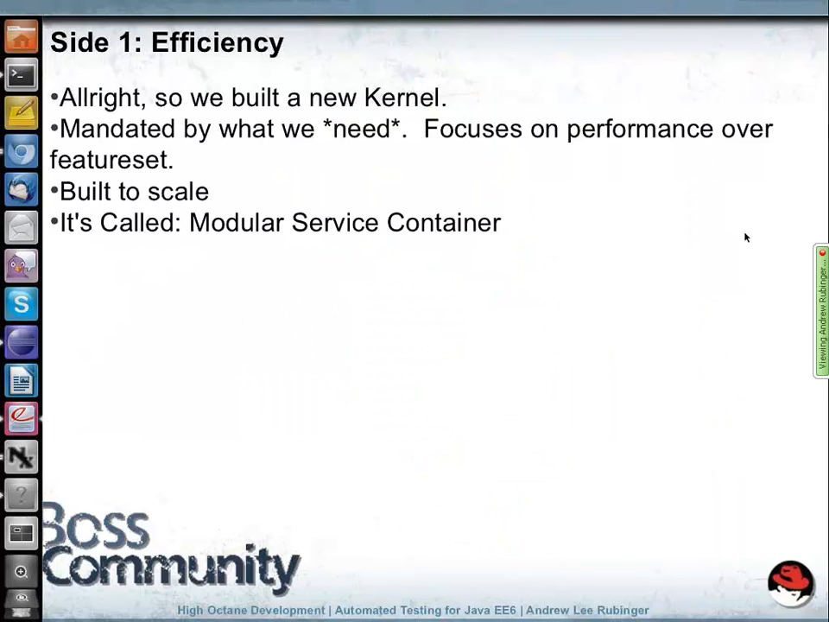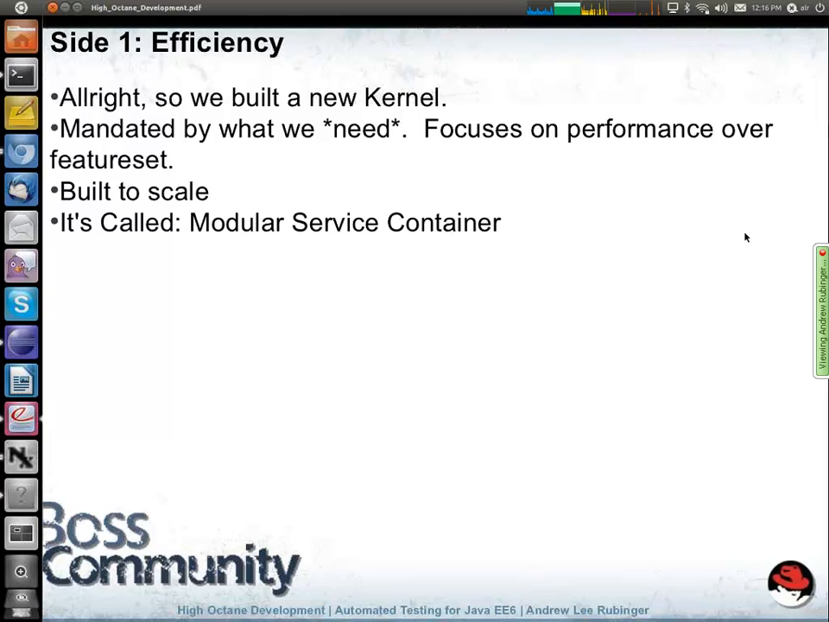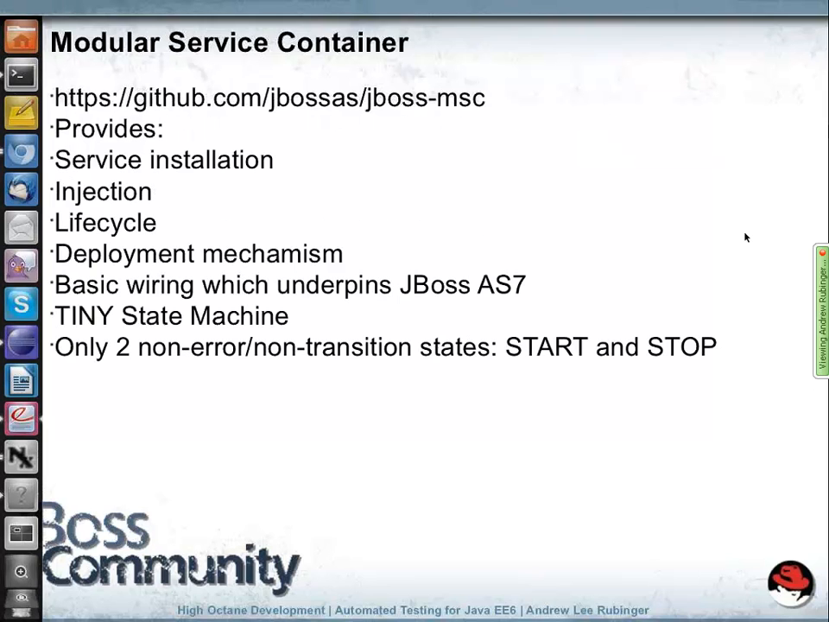The first one, very quickly, is efficiency. And we gain a lot of this from having built a new kernel called the Modular Service Container. It doesn't aim to be a general purpose IOC framework. It doesn't aim to be anything that it's not. It aims to be something that is small, lean, fast, and outperforms just about anything that would come against it. But really, it's going to be the underscore of the whole application server, right? It provides a whole bunch of services like installation, injection, lifecycle. There's a deployment mechanism as well. And this is what JBoss Application Server uses under the hood to install all of its services and have them talk with one another, right?